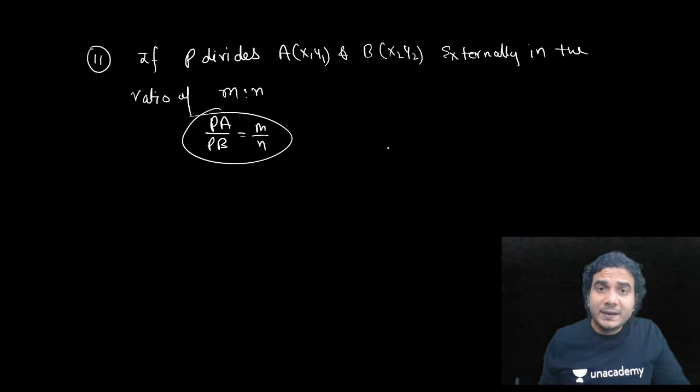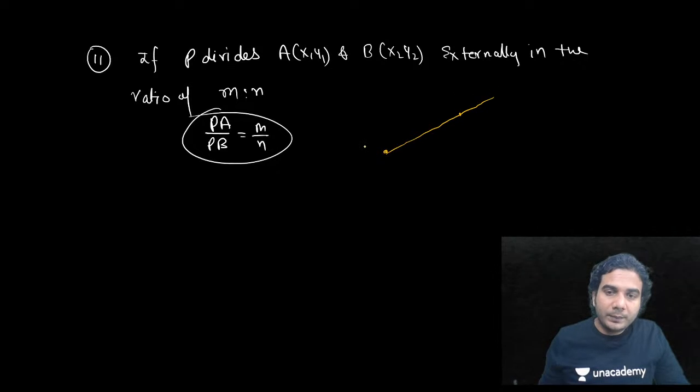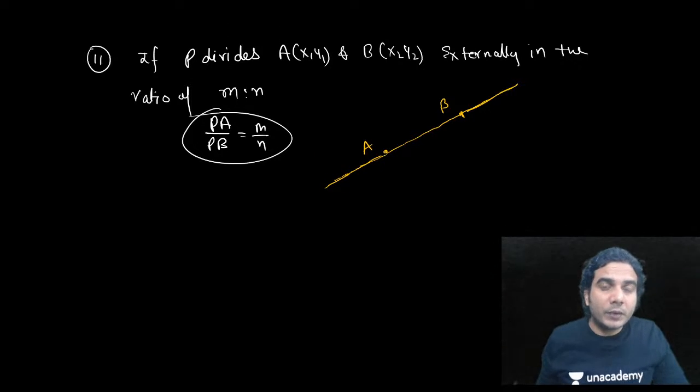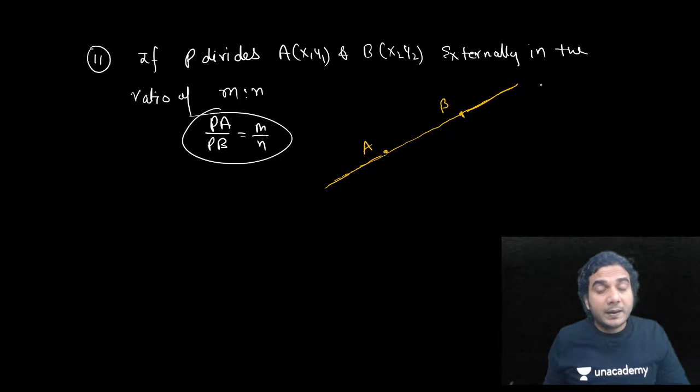Now what is the difference between internal and external? Let me tell you that. If these are two points A and B, and assuming M is greater than N, then distance of P from A will be greater than distance of P from B, right? So P will be on the external segments, either right side of B or left side of A. It will not be between A and B. And of course, it will be on the line joining A and B. So if I take M greater than N, then P is going to be here, right side of B. If M is less than N, then P is going to be here, left side of A.